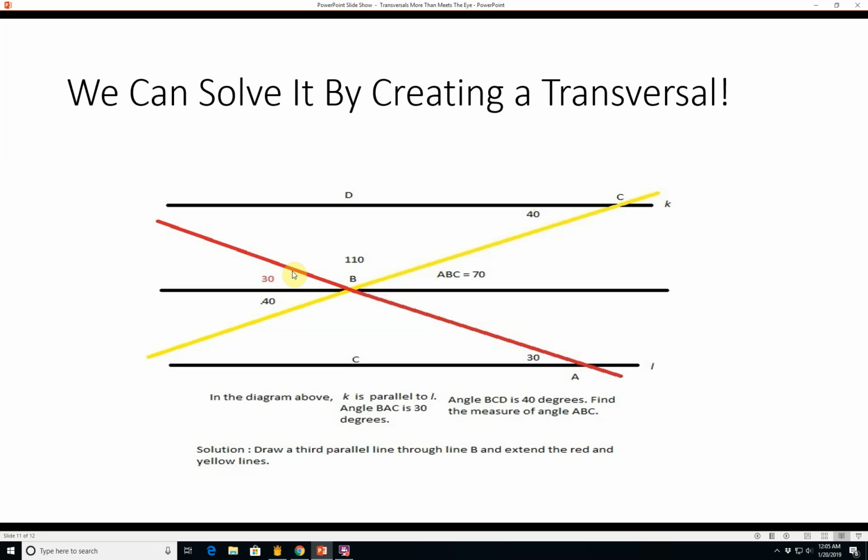Oh, okay. So now what we have is A, B, C. Okay. So we know that this angle here is also 40, and we know that this is 30, so ABC has to be 40 plus 30, which is 70. Notice if they asked for this angle here, you could also find out, oh, okay, this is 110 degrees, B, C, and then whatever that is. Or this angle here is 110 degrees. So we just draw a third parallel line, and we extend the red and the yellow lines here, and voila, you have a transversal that helps you solve the equation.